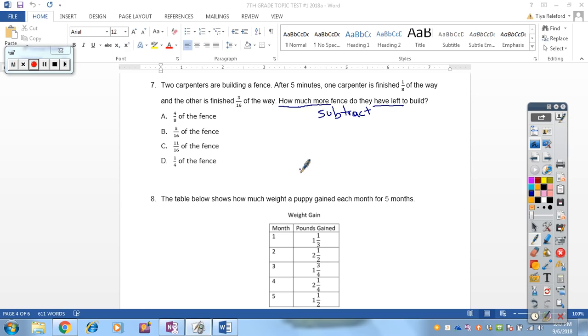What are we going to subtract? Well, I have the words 2 carpenters, 5 minutes. One carpenter finished 1/8, the other finished 3/16. This one and this one are numbers just to confuse you. 3 extra numbers. Did they trick you? If they did, you need to slow down and think about what the story is telling you. Am I subtracting 1/8 and 3/16?